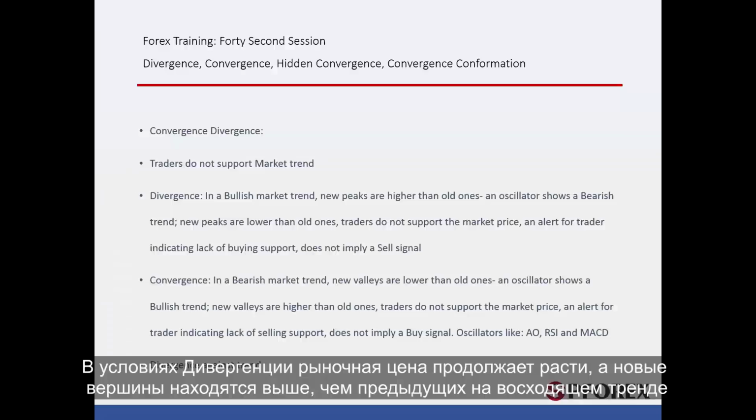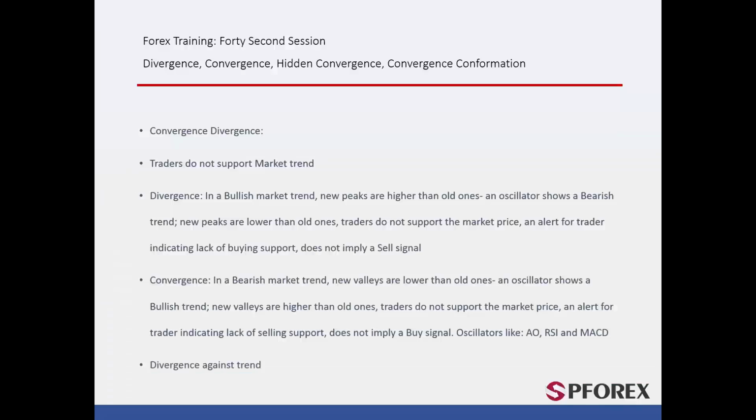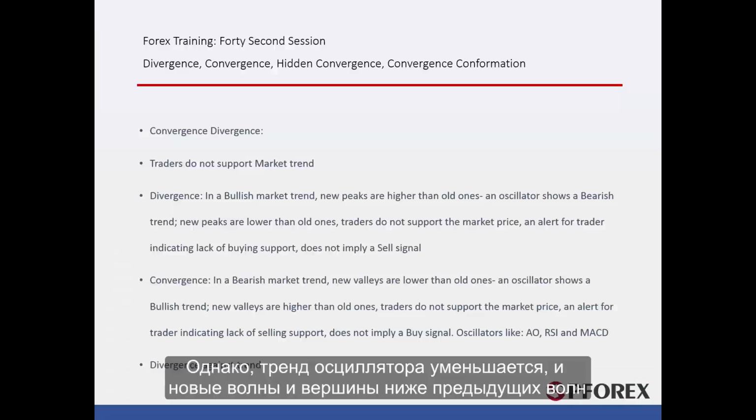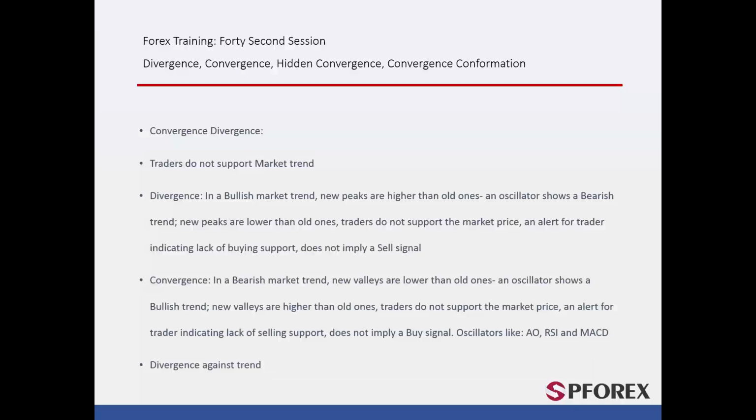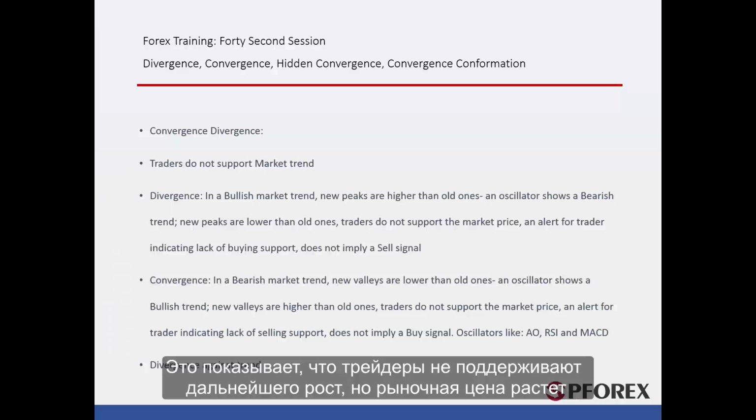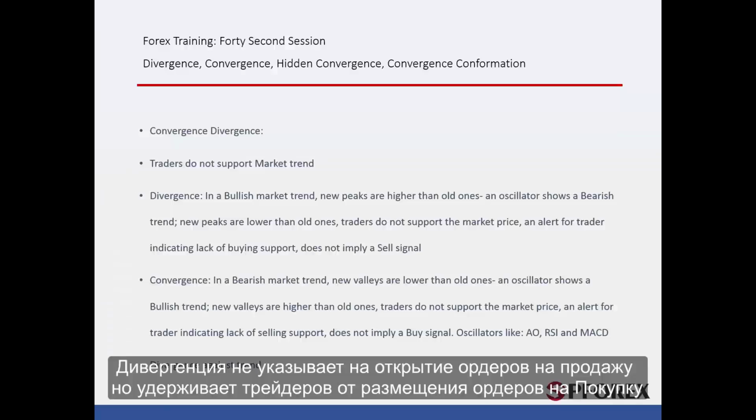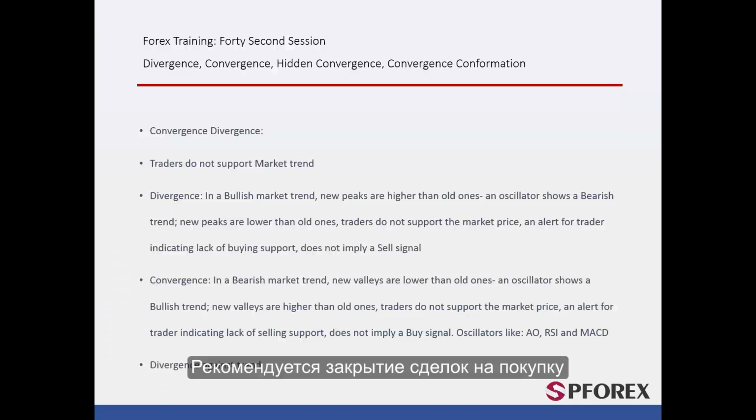Divergence. In divergence state, market price continues its increasing direction, and new peaks are higher than earlier peaks with an upward trend. However, the oscillator trend is decreasing and new waves and peaks are lower than earlier waves. This shows that traders do not support further rise. Yet, market price is increasing. Divergence does not indicate any sell order, but it discourages traders from placing a buy order. It is recommended that traders close their buy orders.